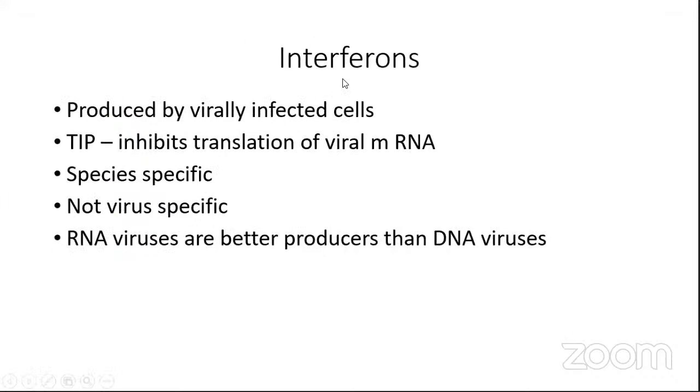Then interferons. What are interferons? They are produced by virally infected cells, and they inhibit the translation of viral messenger RNA. That is the translation inhibition protein, and they are species specific. Say if adenovirus, all adenoviruses, this particular interferon will be produced. And RNA viruses are better producers of interferons than DNA viruses.